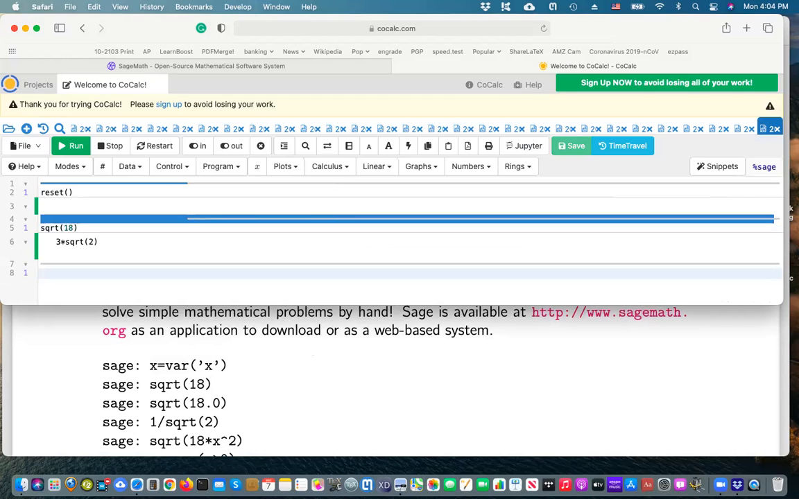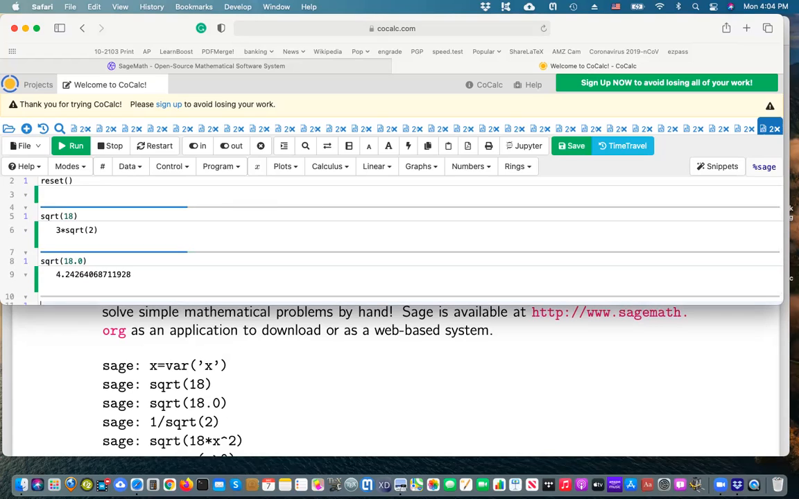3 square root of 2, right? That's a simplification, by the way. If you want to know what it approximately is, let me type this in. If I wanted an approximate, I would do 18.0. Then Sage would say, oh, you want an approximate answer to that. There's a difference between exact and approximate. I'm not saying these are equal, but they're equal within a level of precision.